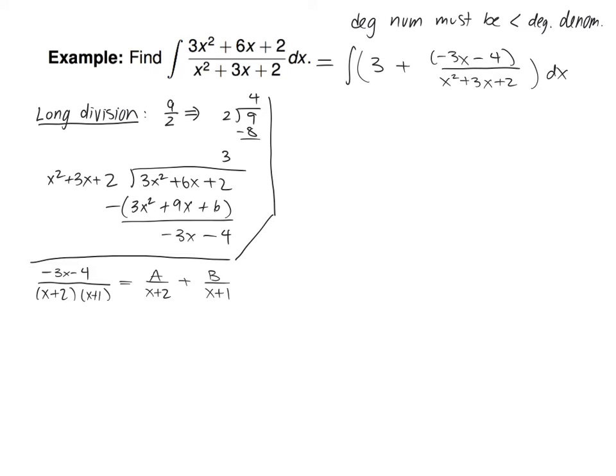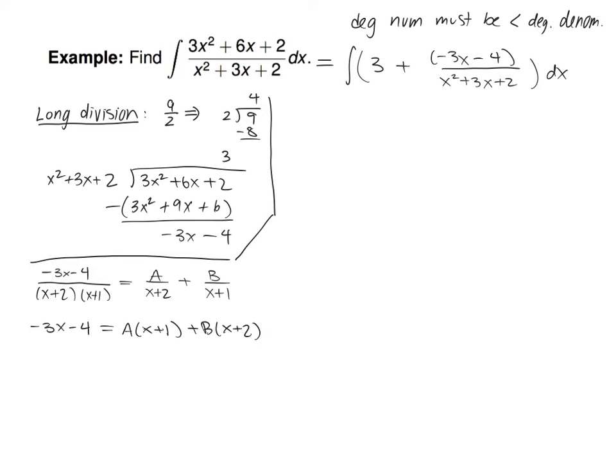What are we going to multiply by? The denominator of the left, which will give us negative 3x minus 4 equals A times x plus 1 plus B times x plus 2. Would it ever be subtraction in those partial fractions? You don't ever have to do subtraction because your A's and B's can be negative numbers. Does that make sense? Okay.